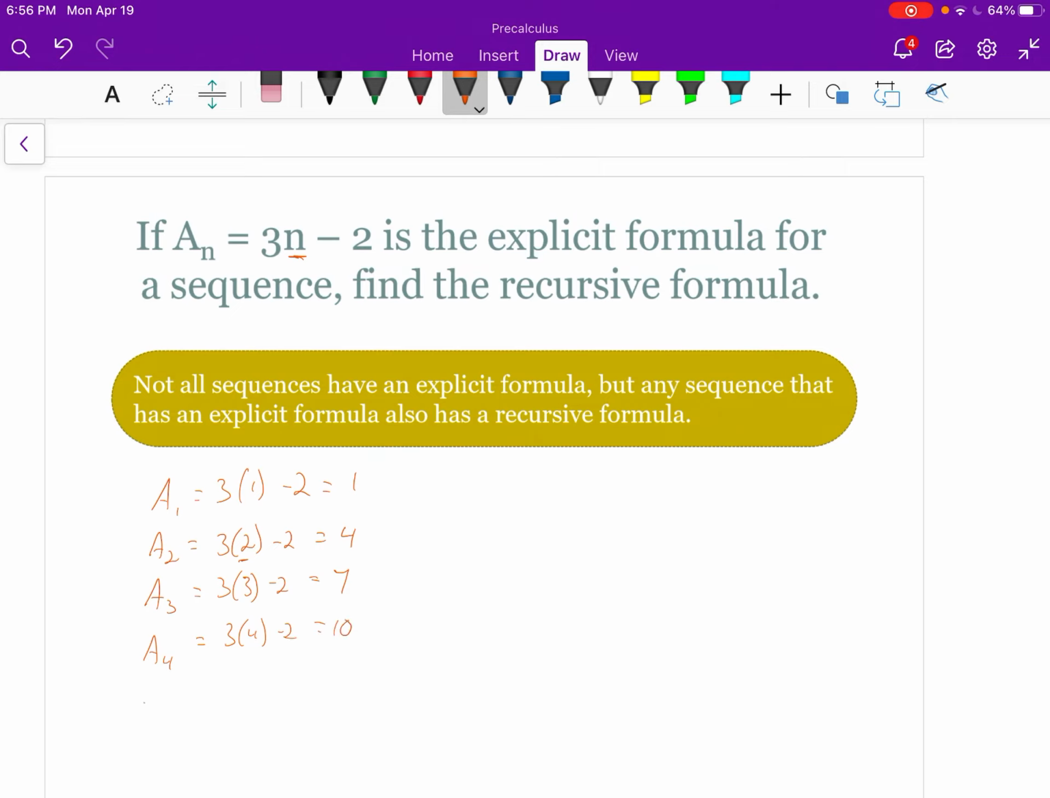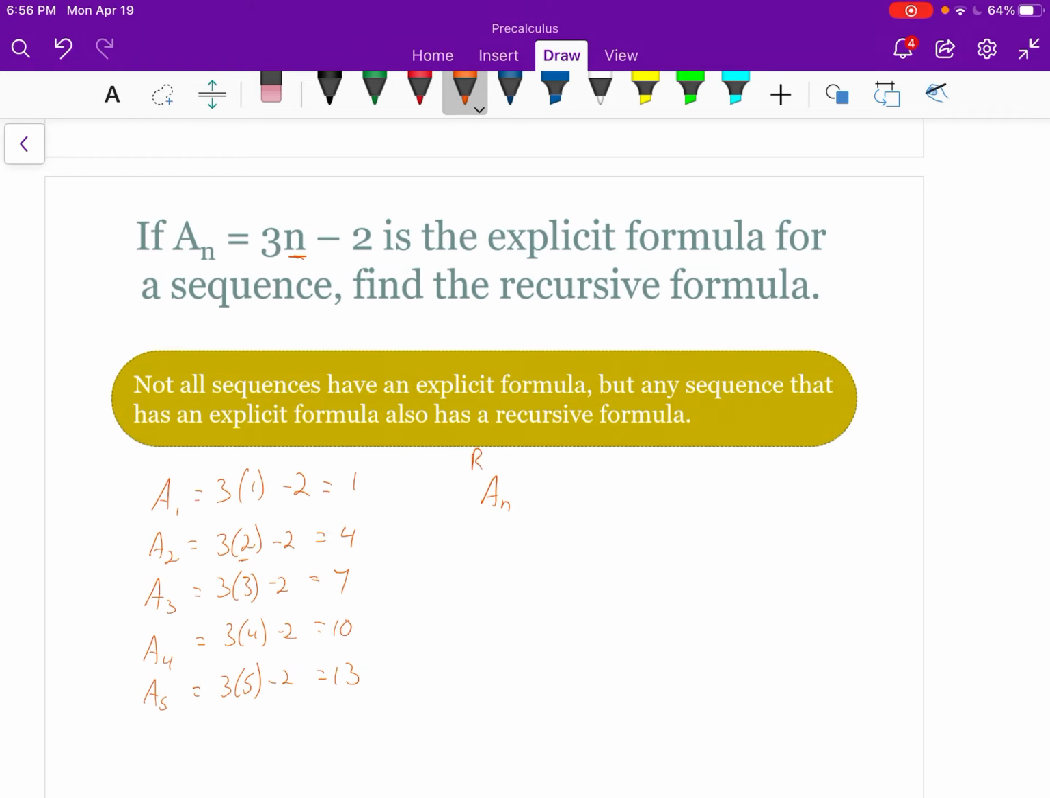That's 12 minus 2, which is 10. All right, I'll do the first 5 terms here. Put in 5. 15 minus 2 is 13. And then we want to look at our sequence and see if we notice anything to help us put it in a recursive formula. So it goes 1, 4, 7, 10. It looks like we're just adding 3 each time.